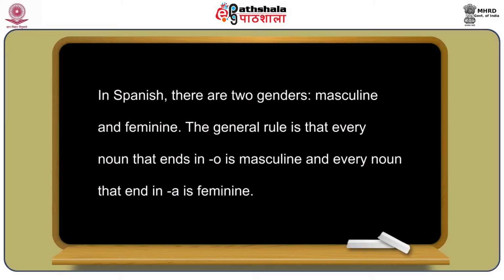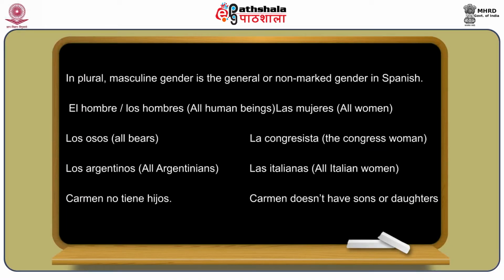As you can see, articles as well as nouns possess gender and number. In Spanish, there are two genders, masculine and feminine, and the general rule is that every noun that ends in o is masculine, and every noun that ends in a is feminine. However, it can sometimes get more complex than that. In plural, masculine gender is the general or non-marked gender in Spanish. That means that masculine includes females and males as well. As I mentioned earlier, the masculine plural includes both sexes, male as well as female, whereas the feminine plural will be used only for female objects or people.